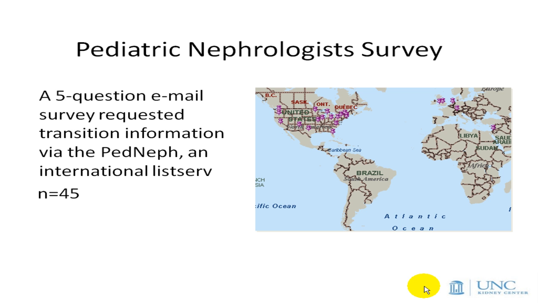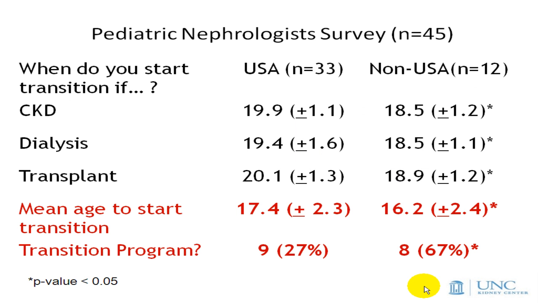Let's go back to pediatric nephrologists. I sent a 5-question email to PEDNEP, which is an international listserv of pediatric nephrologists. 45% of people answered, and when I asked them, when do you start transition if your patient has chronic kidney disease? In the USA, the mean age was 19 years of age. Forgive me, but that's a little late. The non-USA people said 18 years of age.